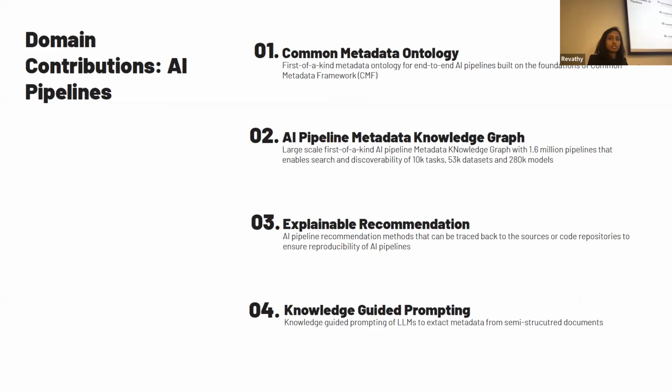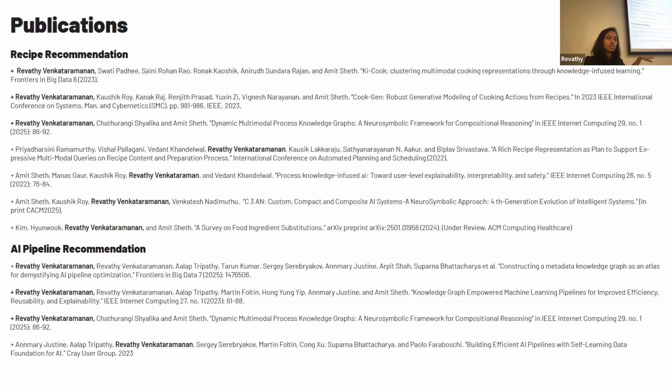The domain contributions of AI pipelines are as follows. First, a first-of-its-kind ontology to represent the metadata of end-to-end pipelines, which can also be dynamically modified to include more pipelines without altering the original schema. And then a large-scale AI pipeline metadata knowledge graph, which has 1.4 million pipelines with 10K tasks, 53K datasets, and 280K models, which can be searched or asked for recommendation as well. And here, also providing 2 methods of explainable recommendation and knowledge-guided prompting to extract entities out of the manuscript PDFs. And these were the relevant publications.